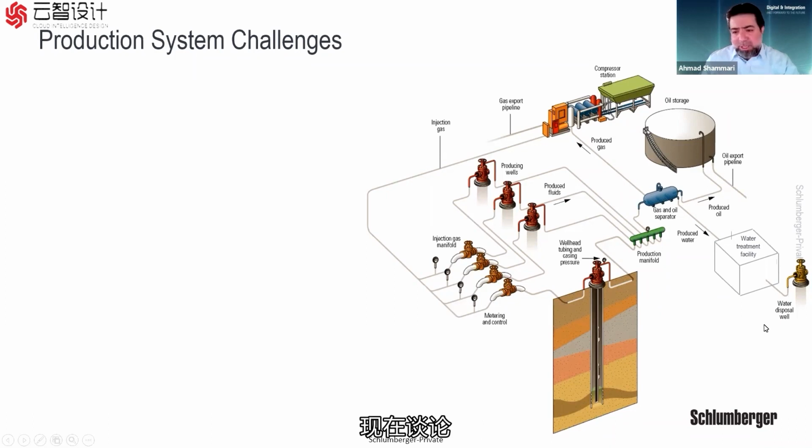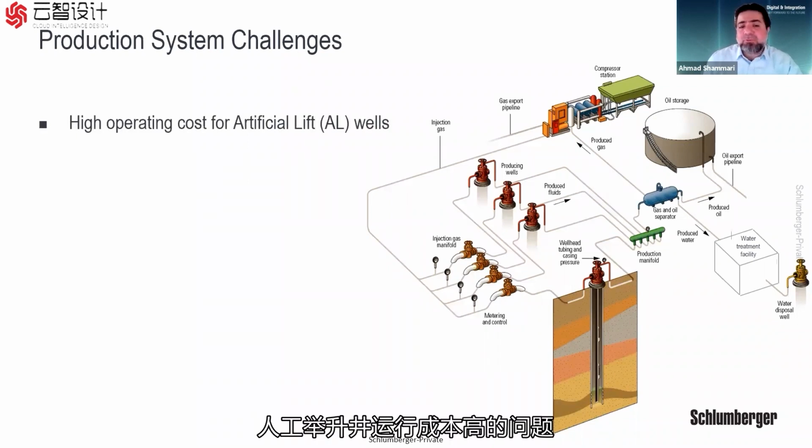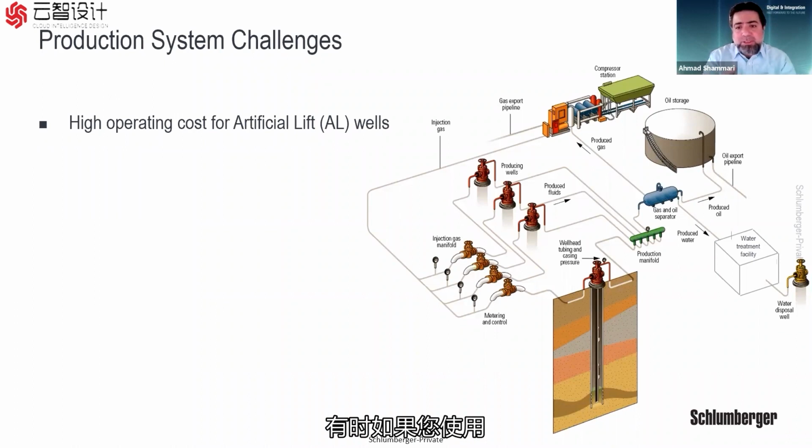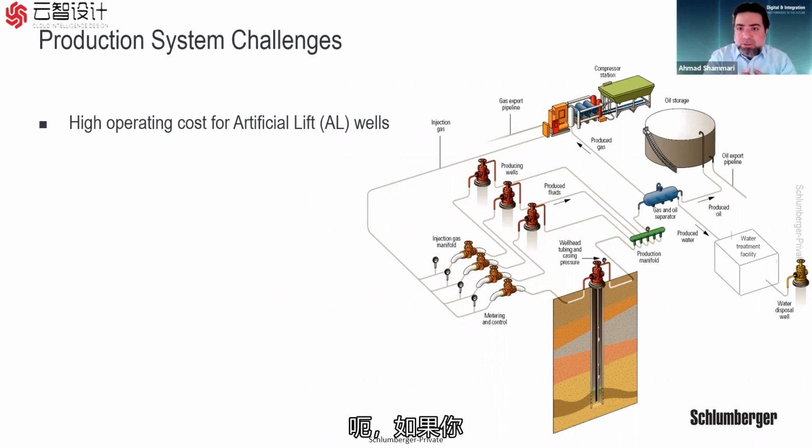But now, talking about pipeline networks and large networks, what are the challenges that a producer, a national oil company, or an operator can face? We have a problem of high operating costs of artificial lift wells. If you are using an electric submersible pump or PCP, then you really need high power, because these wells can be very deep, and you need a lot of power for each well. So it's cost.